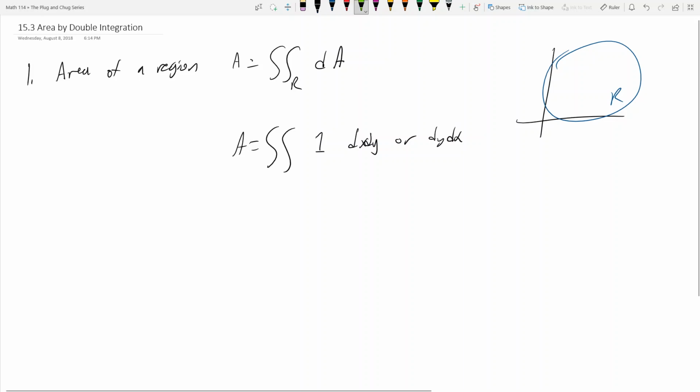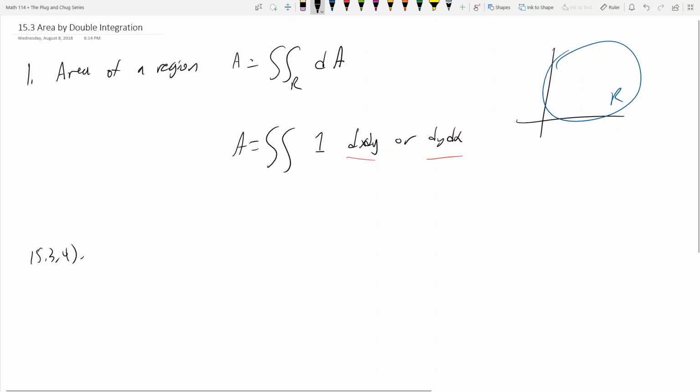I had an entire video where we talked about which one you use, but dA is just dy dx or dx dy. So you do this integral. If you look at problem 15.3.4, okay.